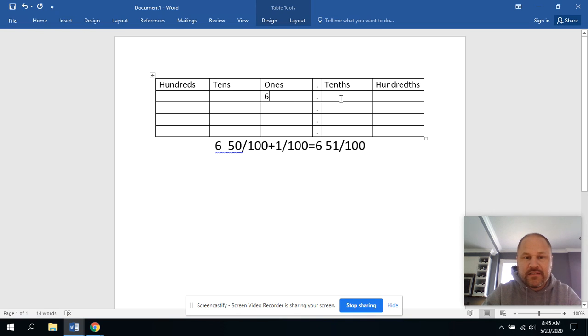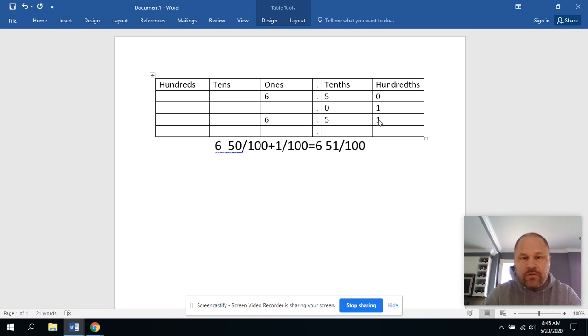6 and 50 hundredths plus 1 hundredth equals, we're going to add those two, all right? 6 and 51 hundredths.